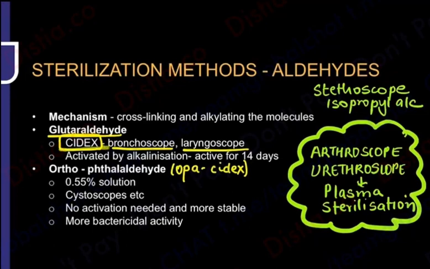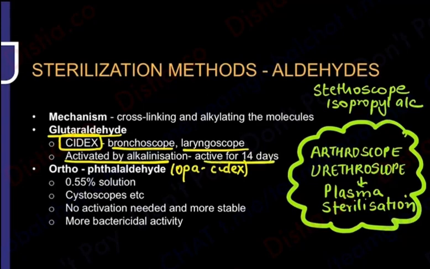So this is Cidex, glutaraldehyde. Okay, but please note that this Cidex has a problem. You have to first activate the complex, then only you can use that bottle. So you are going to activate it by alkalinization, and once you've activated it, you have to utilize that Cidex within 14 days. So you have to be using it within 14 days only. Its activity is only going to last for 14 days.